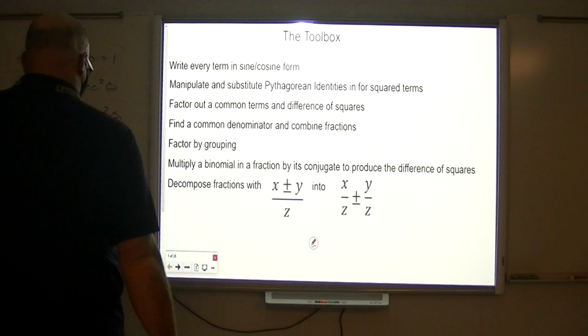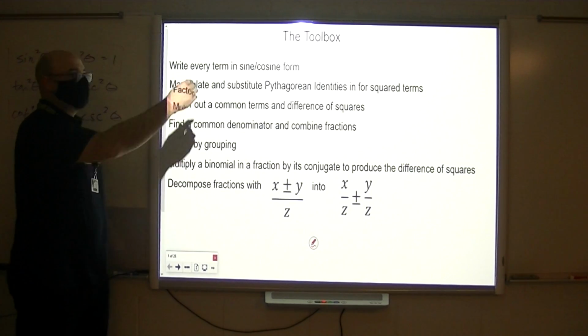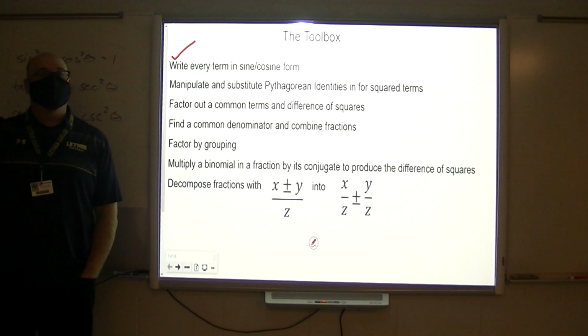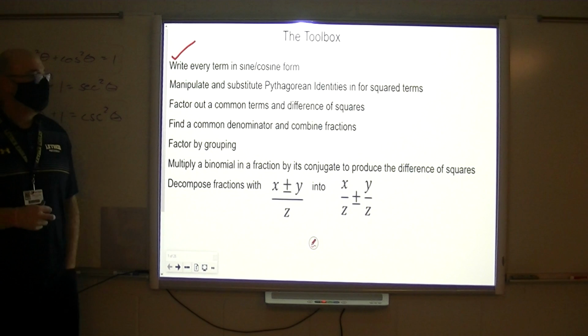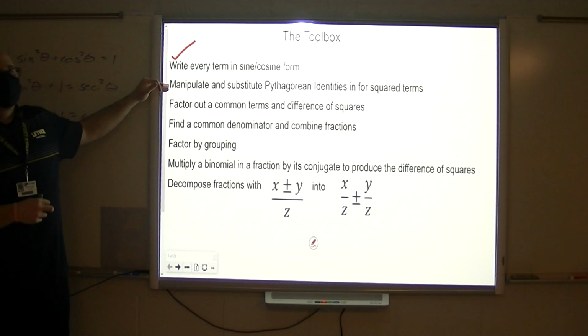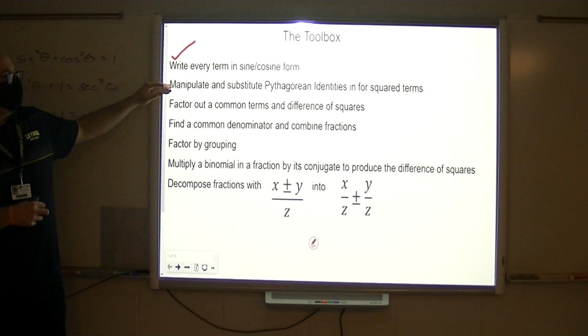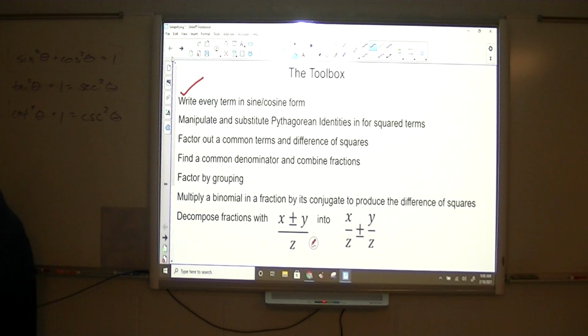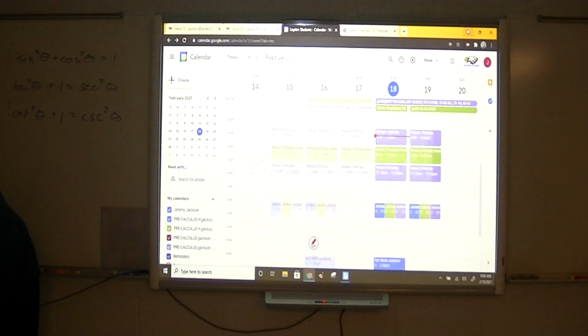Okay, so this worked, right? That's not step one, it's just tool number one, maybe this will work, okay? Here's another tool. Manipulate and substitute Pythagorean identities in for squared terms. And in fact, let me pull this up from yesterday. You'll see what we talked about.